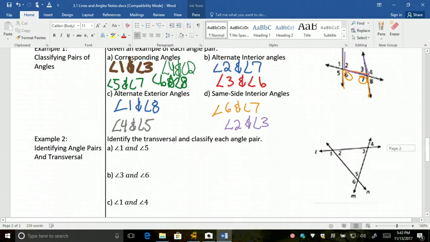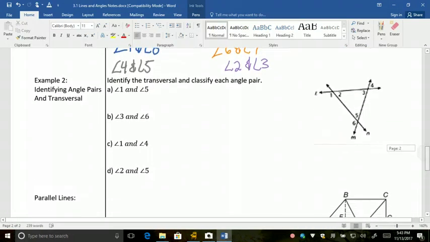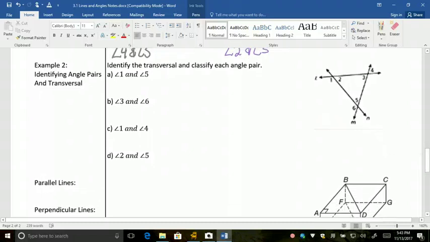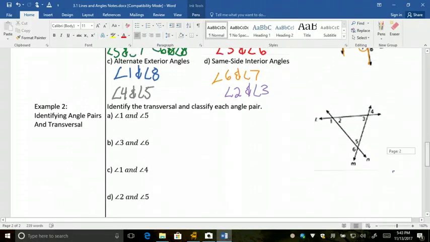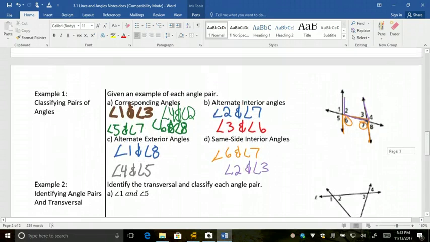All right, let's take a look then at the next one. Identify the transversal and classify each angle pair. Remember, the transversal is a line that intersects two lines. In this picture, all lines, L, M, and N, intersect two other lines. So they are all transversals, but not for each angle pair.